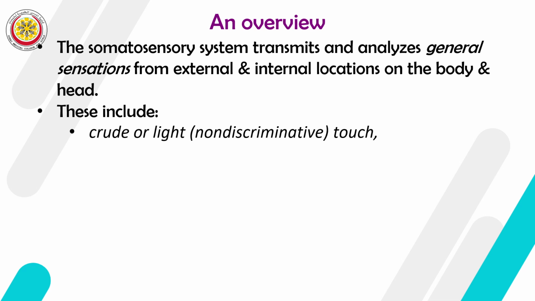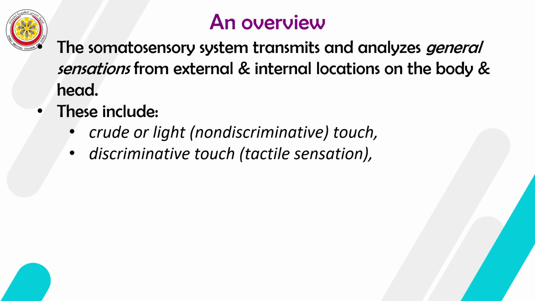The first one, crude or light touch, or non-discriminate. That's what you know all about. You feel that something is touching you, or you are touching something, but you cannot tell what it is, what are the characteristics. But there is touch. It's called light or crude touch, or non-discriminate touch. Then we have discriminate touch. But I need to discuss it a little bit because you already started history taking and physical examination and all.